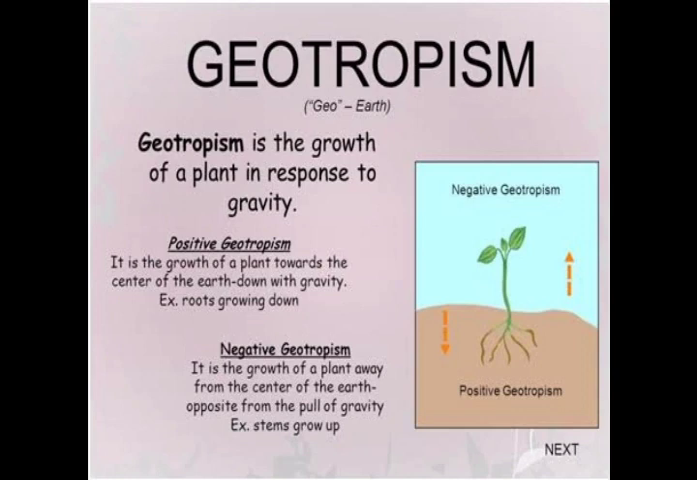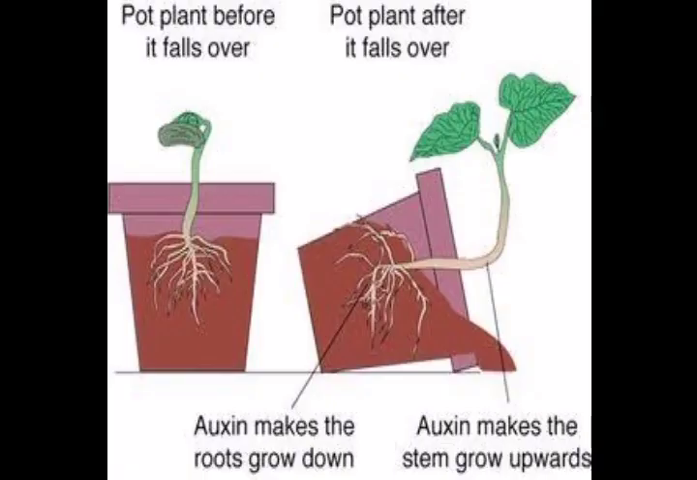And what is negative geotropism? It is the growth of a plant away from the center of the earth, that is opposite from the pull of gravity. That is, the stem grows up as the root is growing down. This is called geotropism, and again it is of two types: positive geotropism and negative geotropism. Next, we are coming towards phototropism. By the word photo, we can understand photo means light.